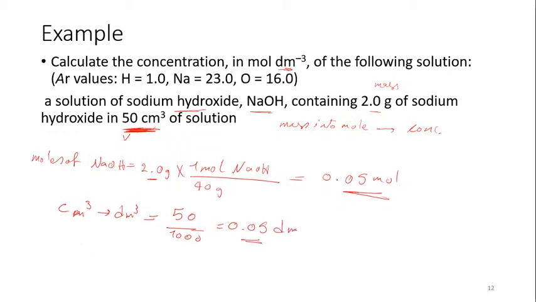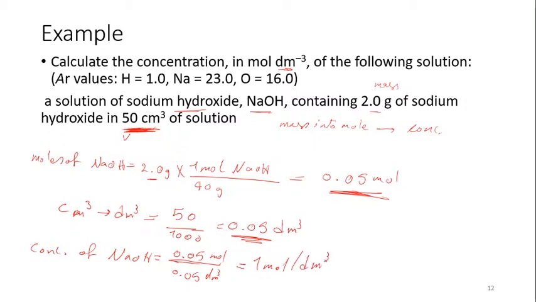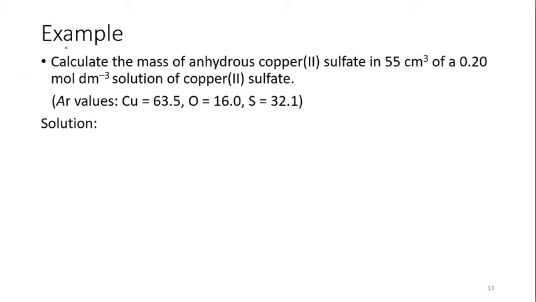In cubic decimeter. So the concentration of NaOH would be equal to 0.05, the number of moles, divided by the volume, 0.05, in cubic decimeter, to be equal to 1 mole per cubic decimeter. Now let's look at another example.